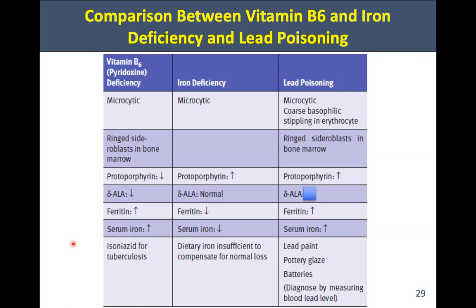The other thing to know about vitamin B6 is that if someone is treated with isoniazid, which is the treatment for tuberculosis, this might lead to vitamin B6 deficiency and therefore might exacerbate or might lead to an acquired porphyria.